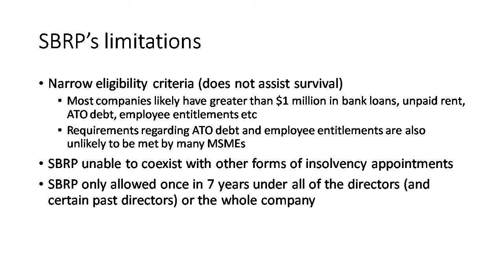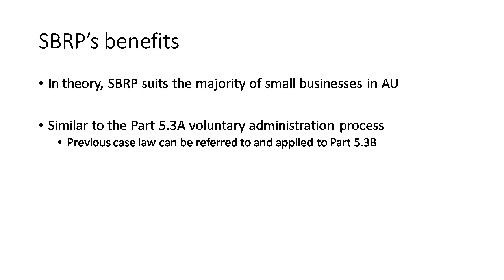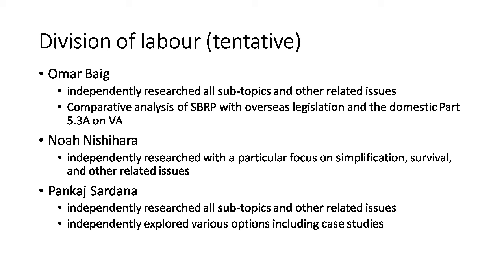SBRP's limitations include that it's too narrow in terms of its criteria, and almost all critics touch on how the eligibility criteria limits the uptake, and the liabilities test is too strict. Obviously some other limitations are less of a limitation as much as they are safeguards against wrongdoing, but to me it does appear somewhat limited. Benefits include, well, in theory, it should suit the majority of small businesses, and previous case law can be easily applied here.